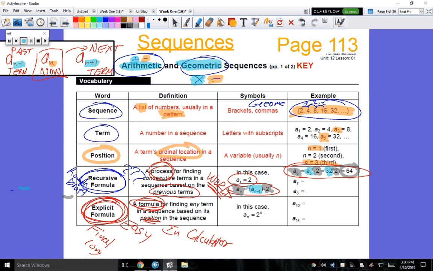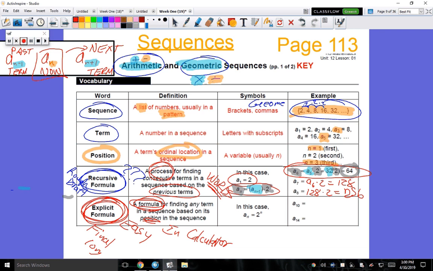How would I figure out the seventh person in line? Well, the previous term times 2. Can anyone tell me what a sub 6 is? 64. So what's the answer for a sub 7? 128. What would be the answer for a sub 8? 256. Because you're going to take the previous term and multiply it by 2. Alright guys, go ahead and put your notes away, you can finish up.